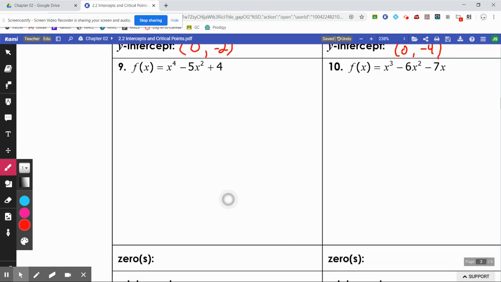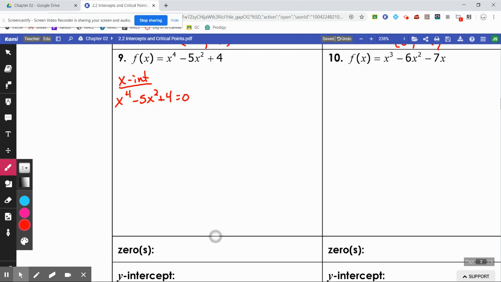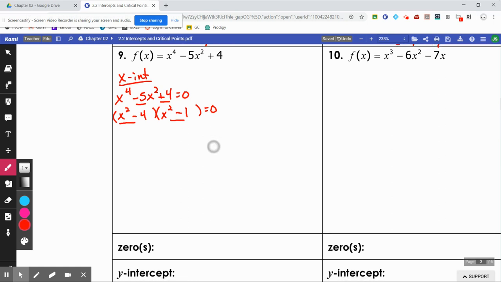Okay, number 9, let's find our x-intercept. Find your x-intercept by plugging in 0 for y. So you have x to the 4th minus 5x squared plus 4, set y equal to 0. This is of a quadratic form, so we can factor it just like a quadratic. You have x squared times x squared gives you x to the 4th. Adds, multiplies is a negative 4 and a negative 1. Now we could factor this again if you'd like. These are difference of squares.